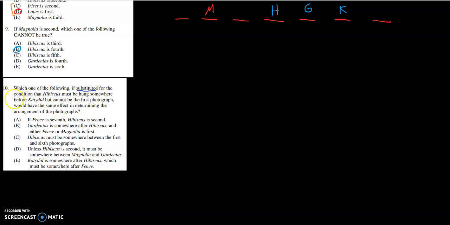So let's think about what we did. I'm removing the rule that H has to be somewhere prior. So two things, right? That H cannot be on space 1.